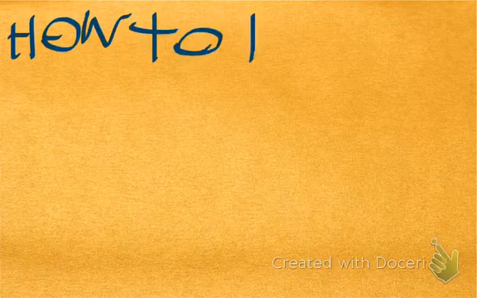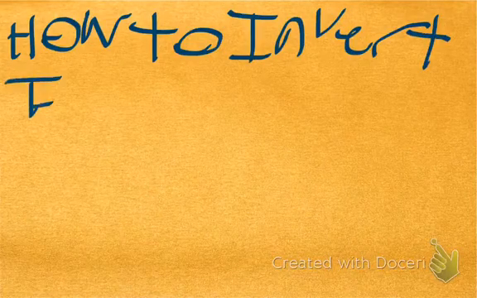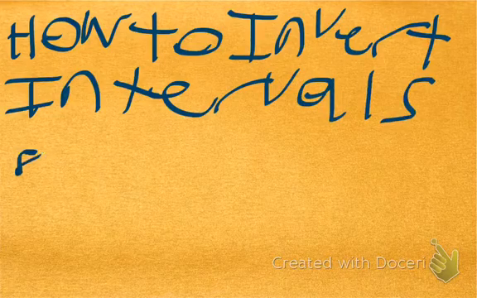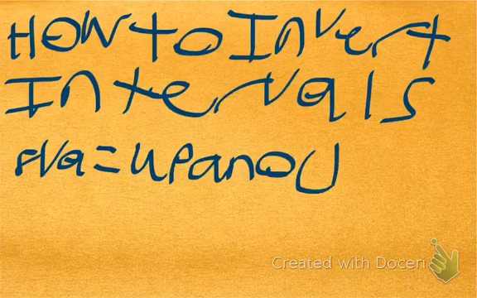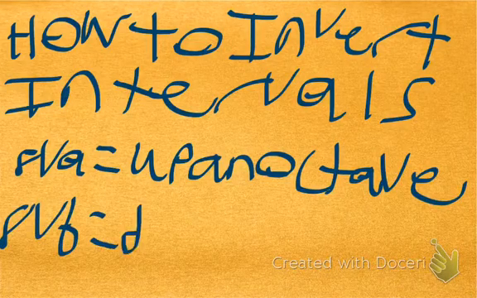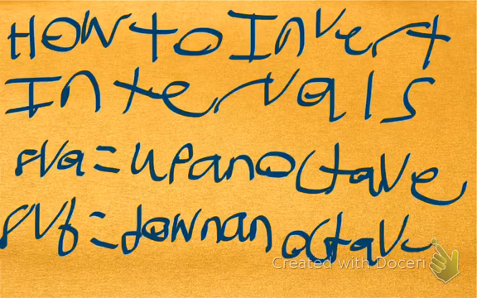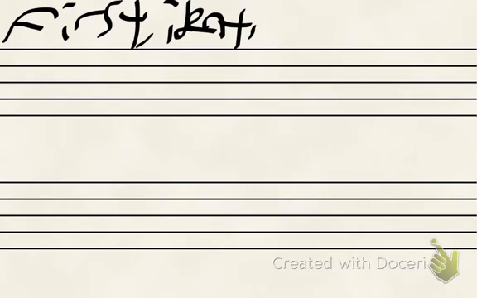Here is how to invert the intervals. There are 2 terms that I'm going to use in this part of the lesson. 8VA is shorthand for going up an octave, and 8VB is shorthand for going down an octave. The first step to inverting an interval is to identify the interval that you are inverting.